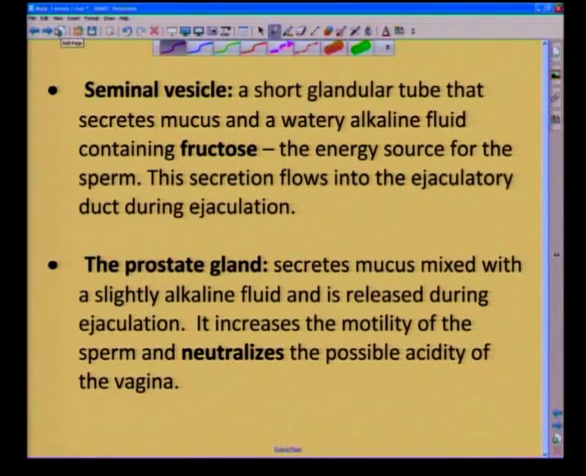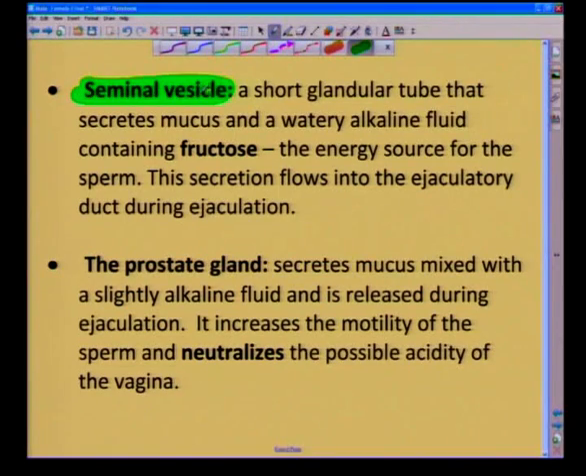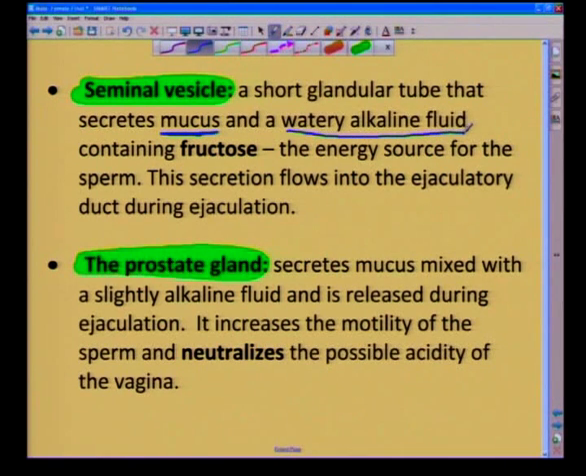Then we have the seminal vesicles. Now, we're going through the glands. These are your glands, okay? The first of our glands, let's give him a nice green highlight, and the prostate gland, a nice green highlight. But you've got your seminal vesicles, and that is a short glandular tube that secretes mucus and a watery alkaline fluid. And that fluid contains, the most important thing is fructose.